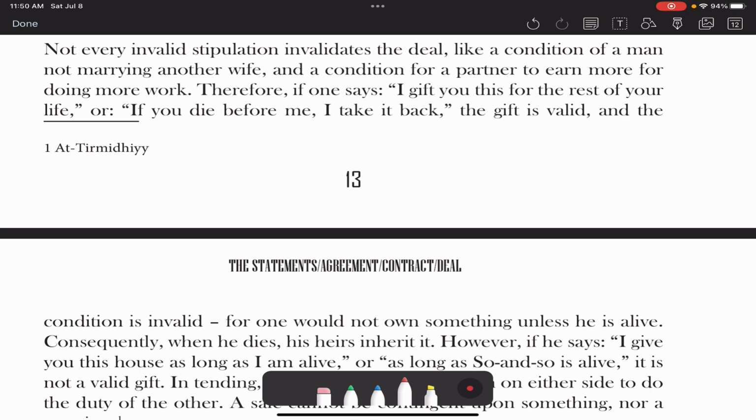Not every invalid stipulation invalidates the deal, like a condition for a man to not marry another wife. If it were added into the marriage contract, under the condition that you don't marry another woman, the marriage contract is still valid and that condition is nothing. Making a condition in the marriage contract for a man to not marry another woman is an invalid condition, but it does not invalidate the marriage. It's just worthless.